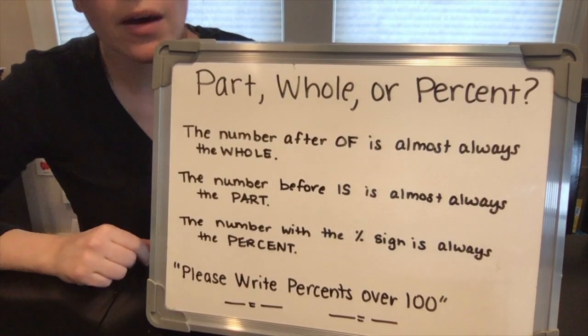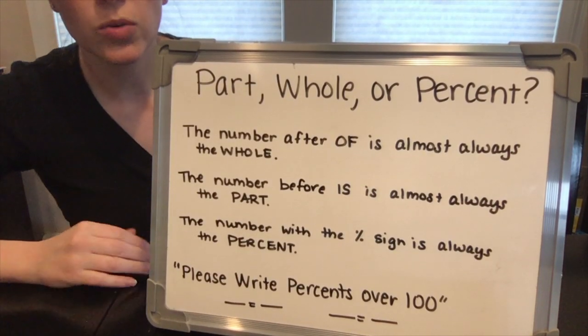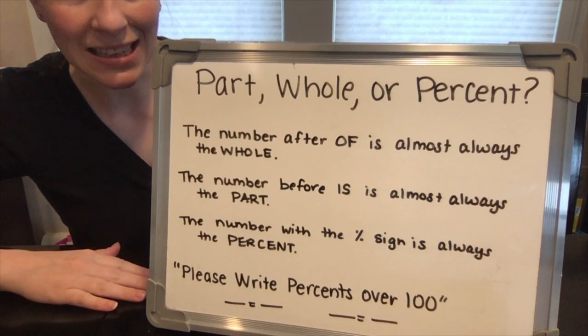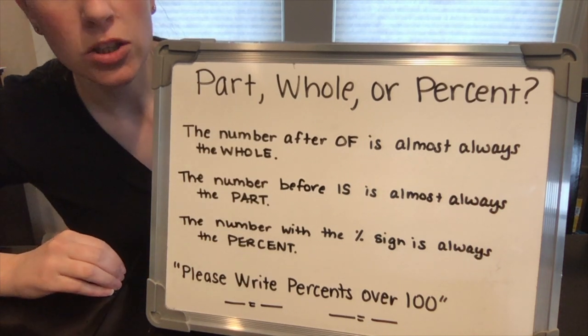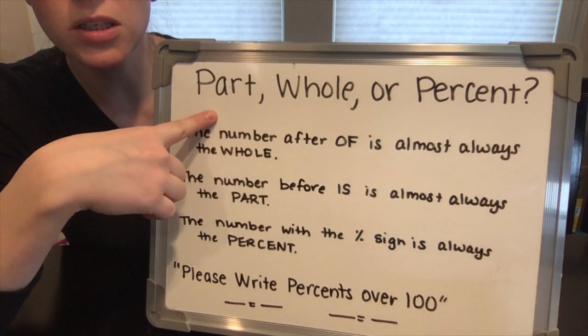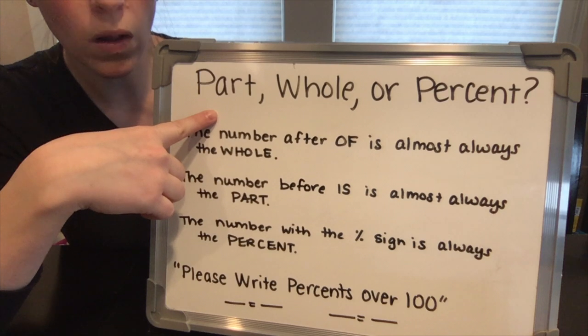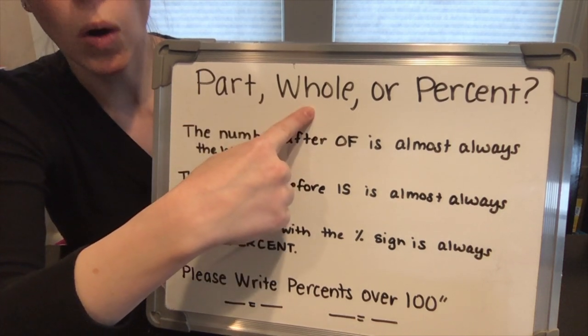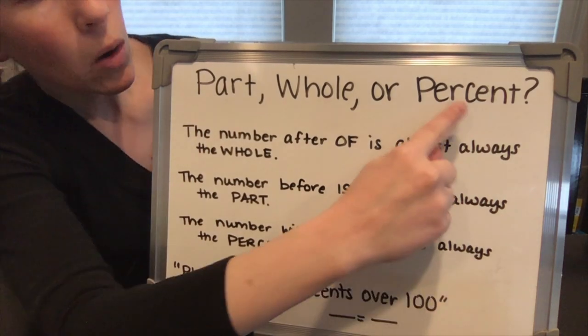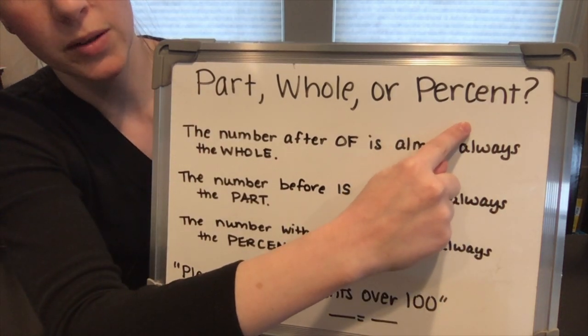So the first thing that we need to distinguish when we're solving a percent problem is we need to figure out which piece of the problem is missing. So we're either going to be missing the number that represents the part of something, so it's a smaller number than the whole. We might be solving for the whole, which is the larger number or the sum of something that we don't know, or we might be looking for the percent.